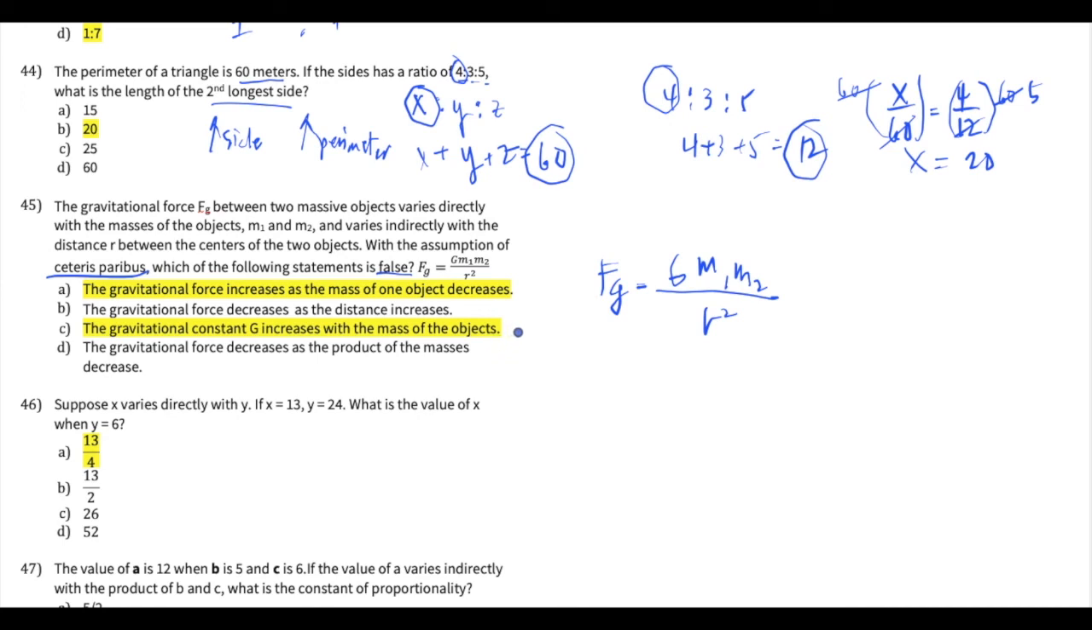Gravitational constant G increases with the mass of object. That's false kasi constant nga ito. Okay, so this is false. Gravitational force increases as the mass of one object decreases. Varies directly sila. So, dapat pag mag-increase yung gravitational force, mag-increase din yung mass ng isang object. I mean, rather, kapag mag-increase yung mass ng isang object, mag-increase yung gravitational force. So, this is false. B and C are both true. Gravitational force will decrease if yung distance would increase. And yung gravitational force will decrease if yung mass nila would decrease, or either one of the masses would decrease. So, answer here is A or C.